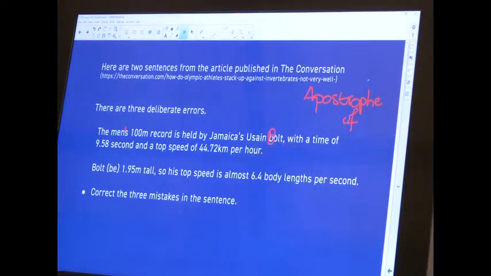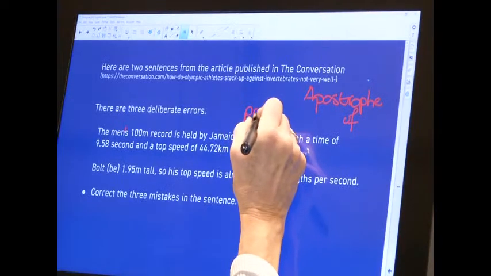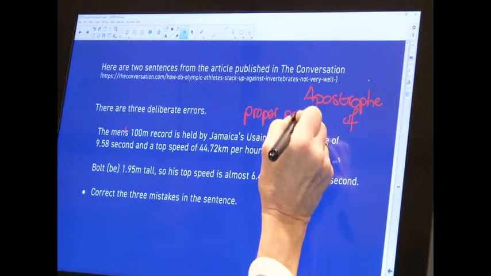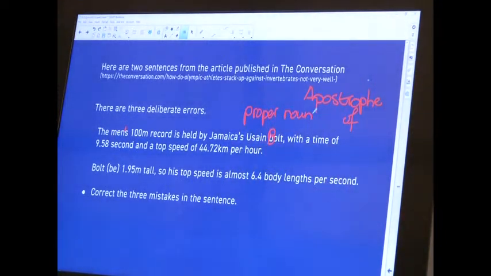It's there. Why does that need a capital letter? So now we're back at what we did at the beginning of the lesson. We started with proper nouns and proper adjectives. So if you're asked for a reason, you say this is a proper noun, and a proper noun is punctuated with a capital letter.